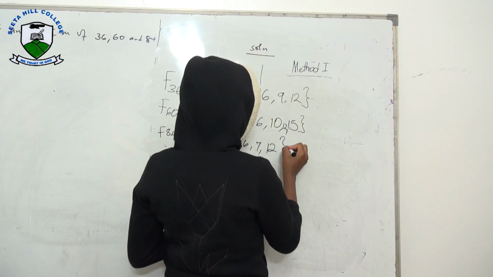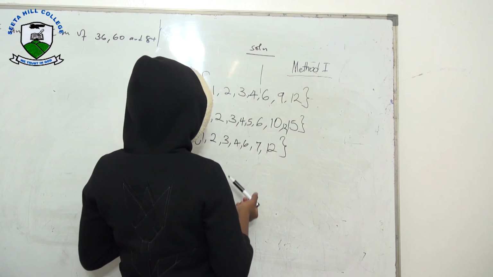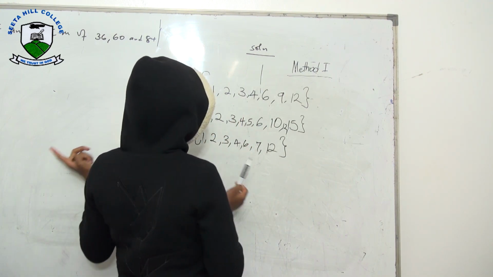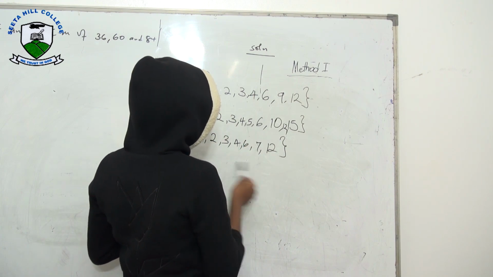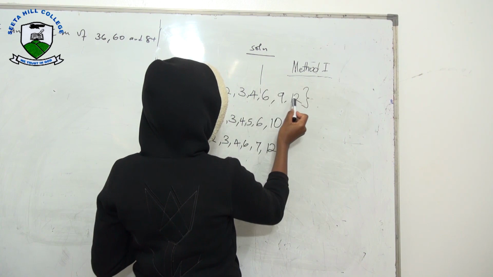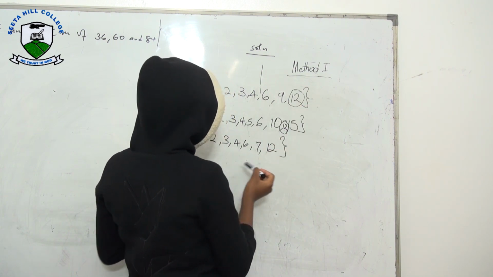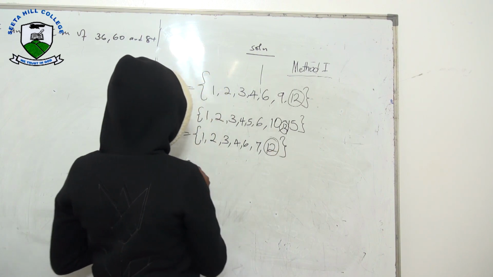That is okay. So we look for the common factor. If you're looking for the highest common factor, here we have very many common factors, but then we look for the highest. In 36 we have 12, in 60 there is 12, in 84 there is also 12. So the highest common factor is 12.